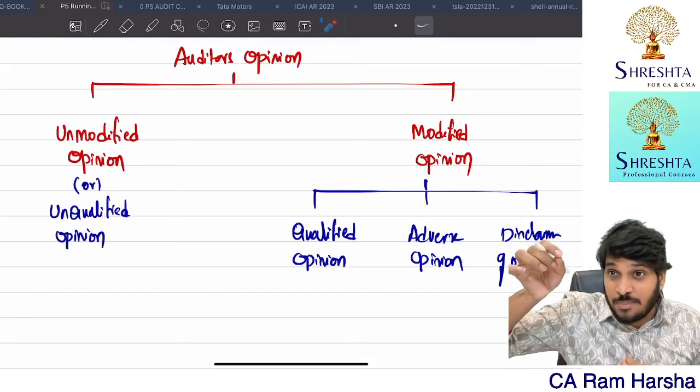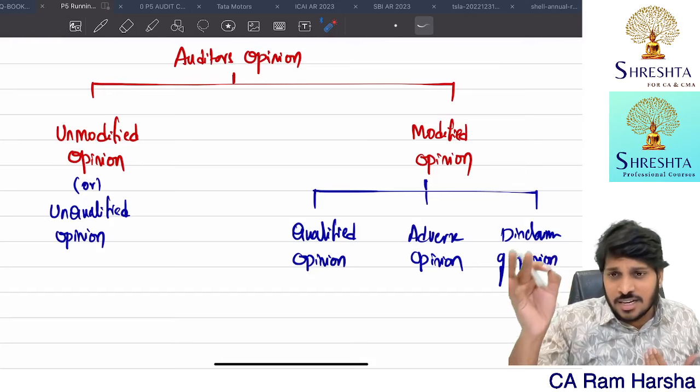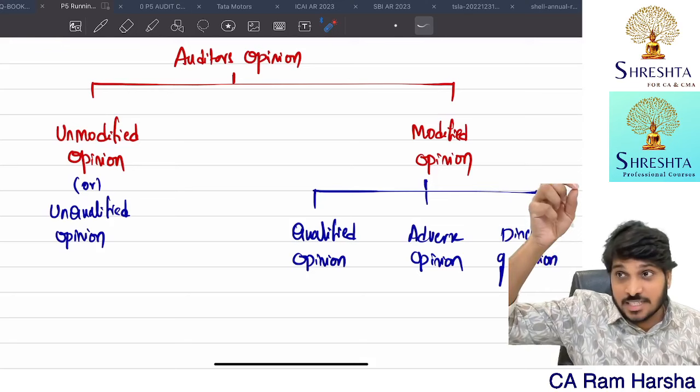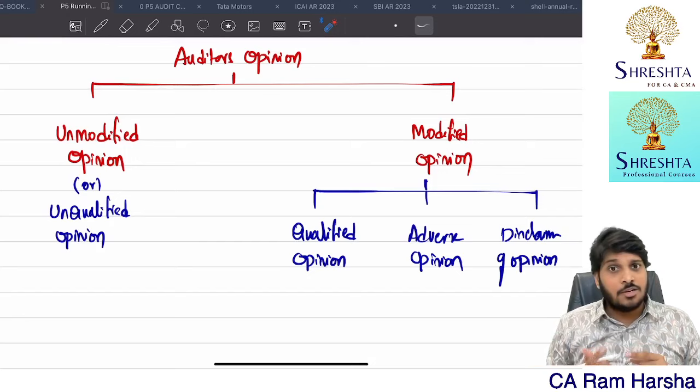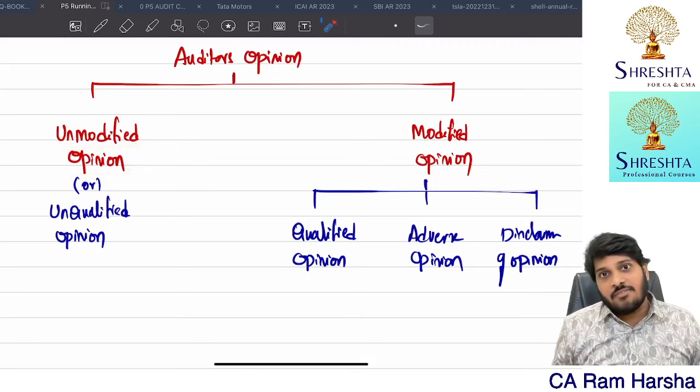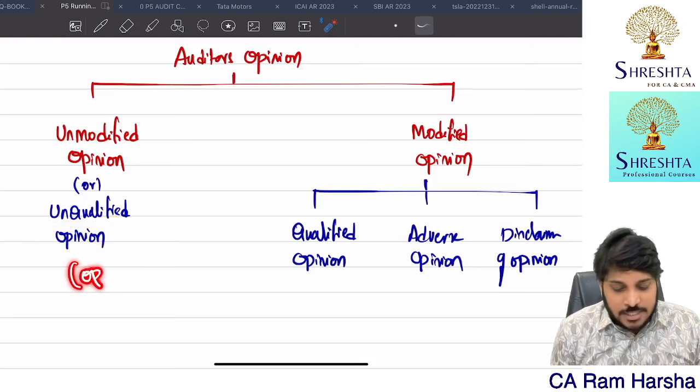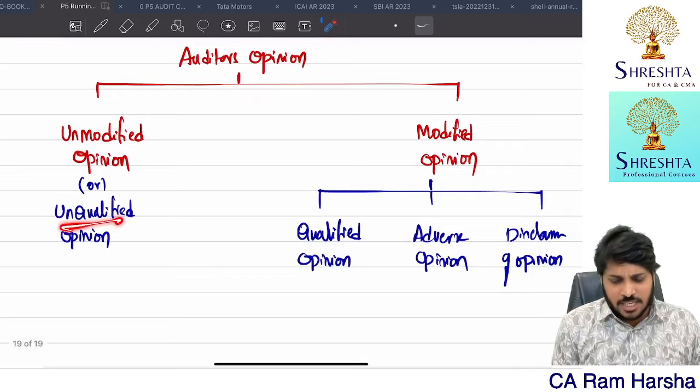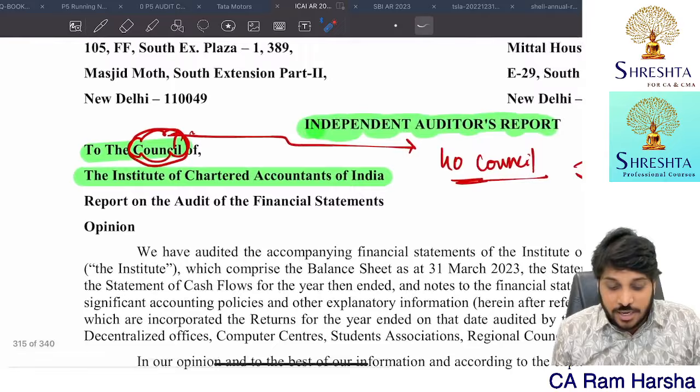If I say that the profit and loss account doesn't require modification, what does it mean? It is completely true and fair. It is completely right. It is completely correct. Understood or not? So in that case, I will give an unmodified opinion, which is actually called an unqualified opinion, which we simply call an opinion. Opinion means unqualified opinion. You see Tata Motors, you see ICICI, the auditors, no? Which opinion did they give? Sir, they only said opinion, sir.